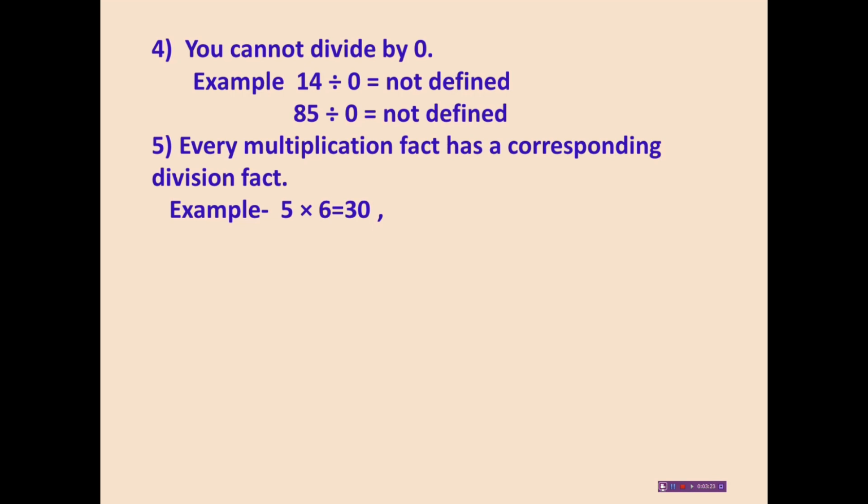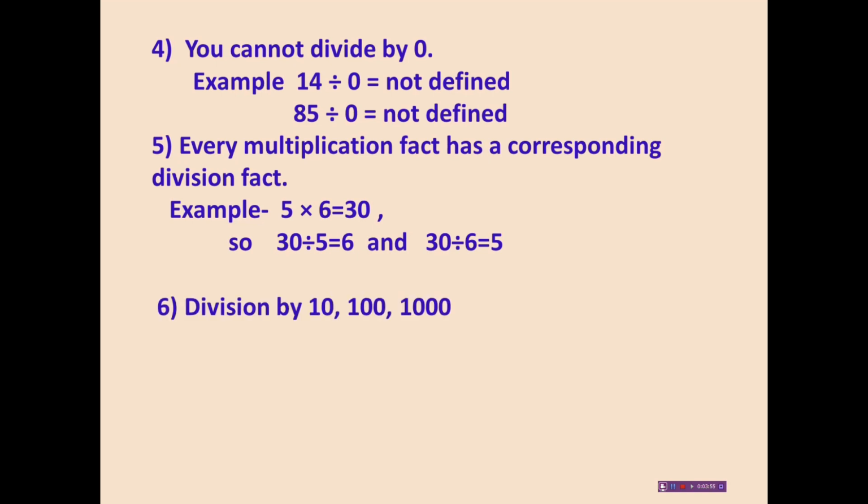Now if I divide 30 by either of the numbers 5 or 6, I'll get the third one. So this is the division fact. If the total is 30 and I divide it into groups of 5, I'll get 6 groups. If I make groups of 6, then I'll get 5 groups. So 30 is the total; if I divide it by 5, I get 6, and if I divide by 6, I get 5.